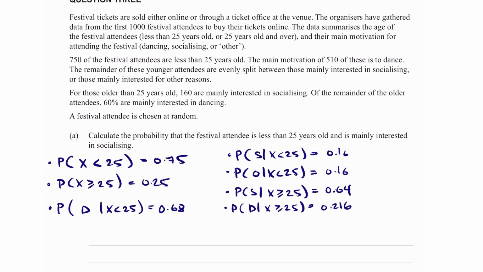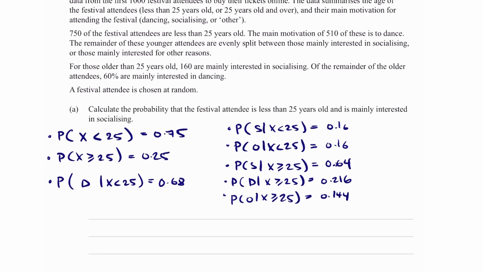Okay, that means the probability of other, given that you're greater than or equal to 25, we can either sum these probabilities up and find the complement, or we can do 40%. So 250 minus 160, multiplied by 0.4, gives us 36. So 36 over 250 should give me 0.144. And if we sum these, we should get 1. So that tells us that we've done it correctly. We know all the probabilities now, so we can go ahead and do our calculations.